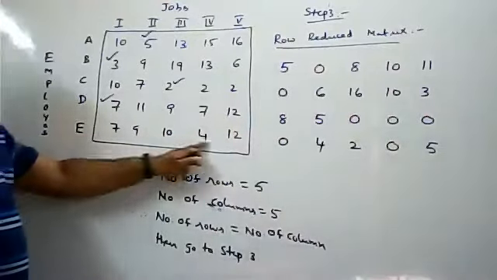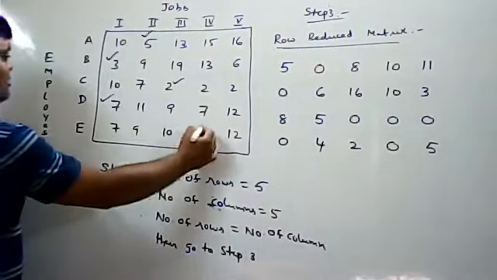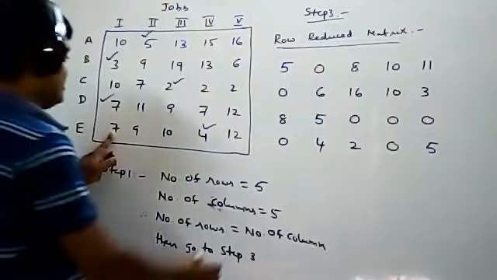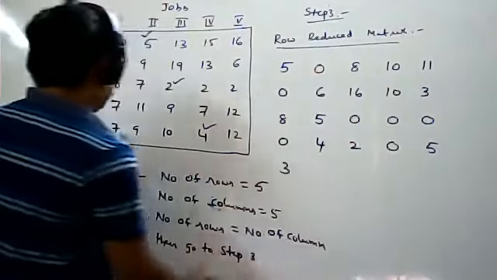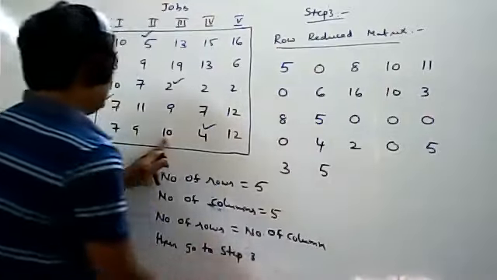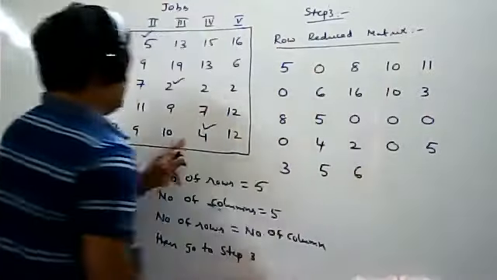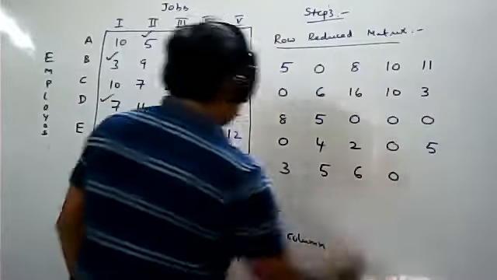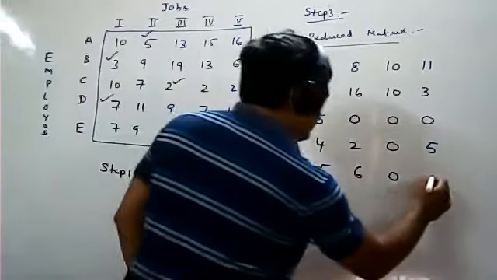And next, fifth row, smallest element. What is the smallest element? 4 in this one. So every value minus 4. 7 minus 4 is 3. 9 minus 4 is 5. 10 minus 4 is 6. 4 minus 4 is 0. And 12 minus 4 is 8.